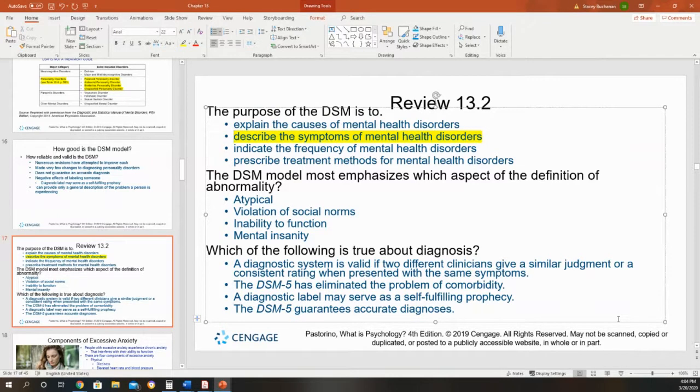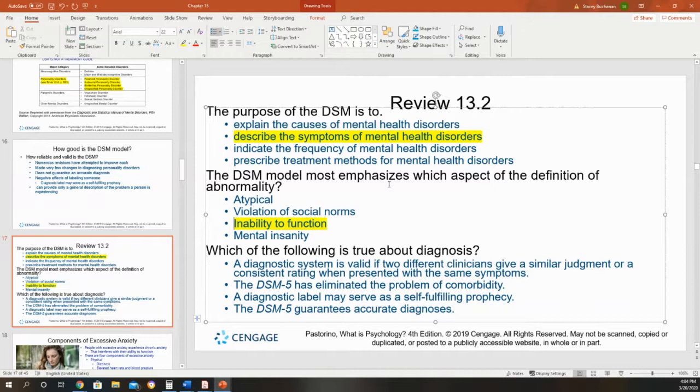And then the DSM model emphasizes which aspect definition of abnormality? Inability to function. That's something to keep in mind as well. And make sure you're reading your book. That's why I kept it in here, because you should be reading your book.